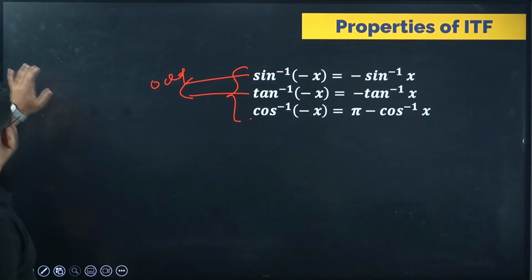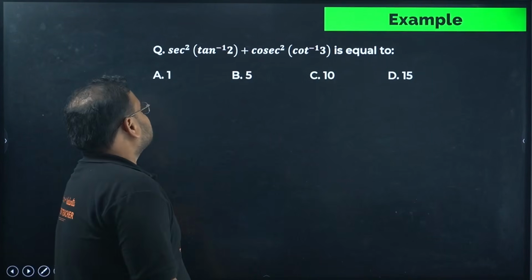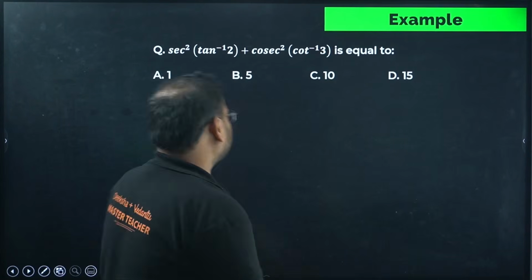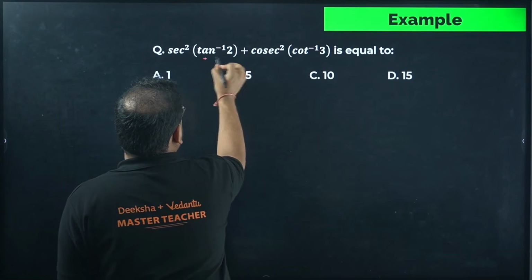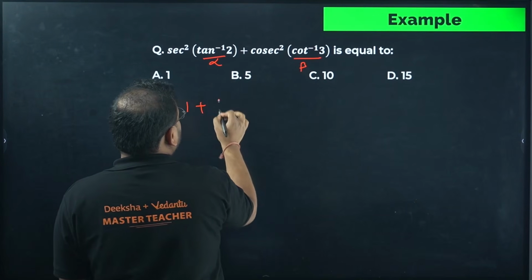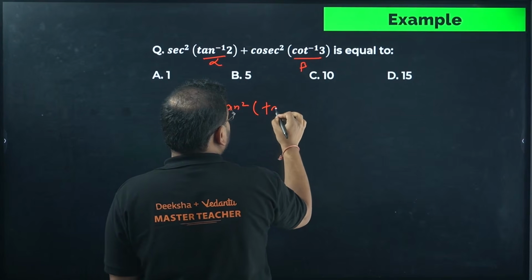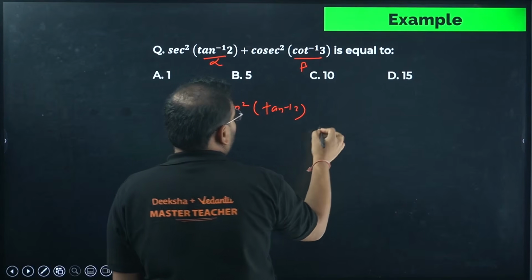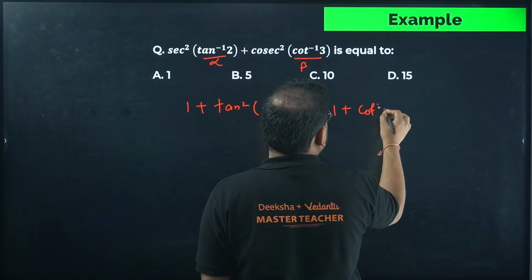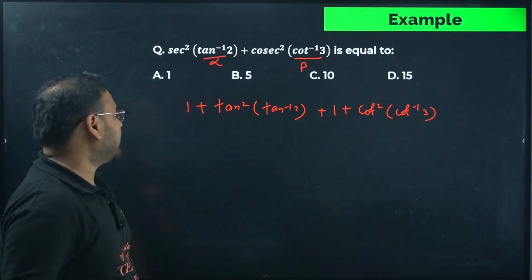Moving on to the next set of questions to solve, and then we'll wind up the class. Example: sec square of tan inverse of 2. Will sec and tan work together? No. So convert sec into tan. Sec square alpha will be 1 plus tan square of the same angle alpha. What is alpha in this case? Tan inverse of 2. In the same way, cosec square will be 1 plus cot square of the same angle, cot inverse of 3. Okay, this is 2, I guess.